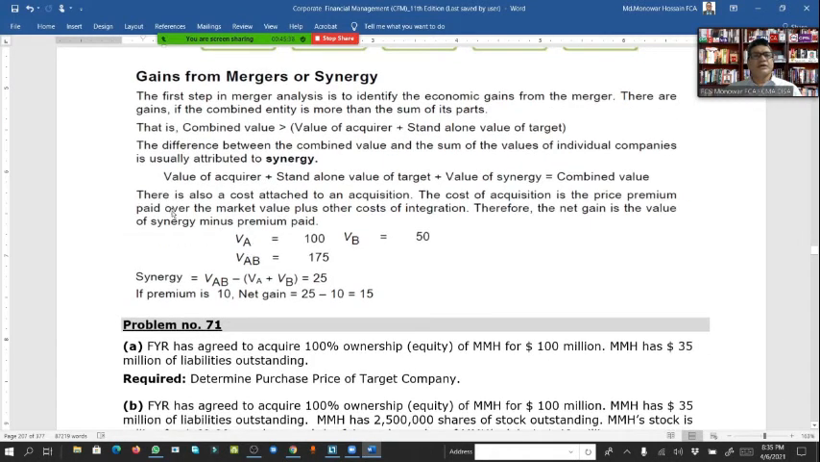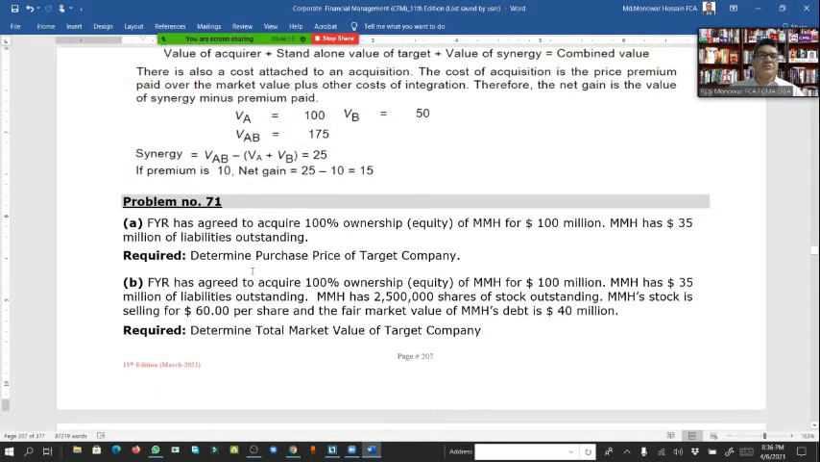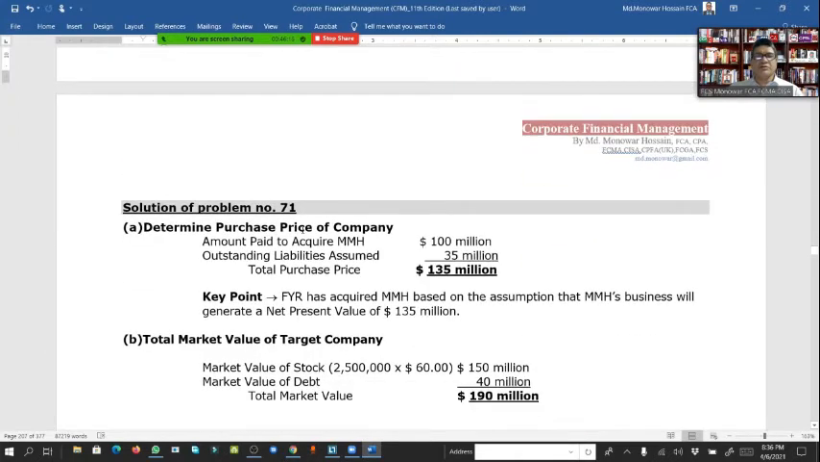So here, look, there is also a cost attached to the acquisition. For example, the value of company A is 100, and the value of company B is 50. So the value of company AB, now combined or merged, is 175. So how is it possible? Here it is 150, but the value has come to 175. So this 25 is synergy. So if the premium is 10, the net gain is 15. So there is some unique problem here, and the solution is here also.